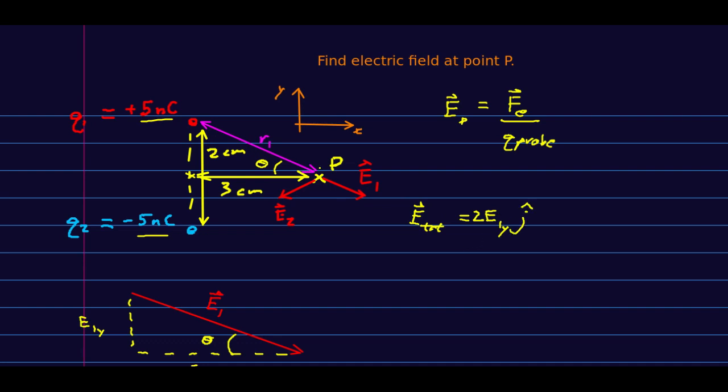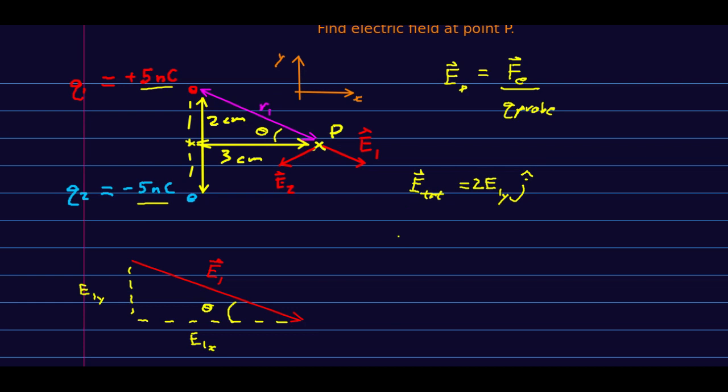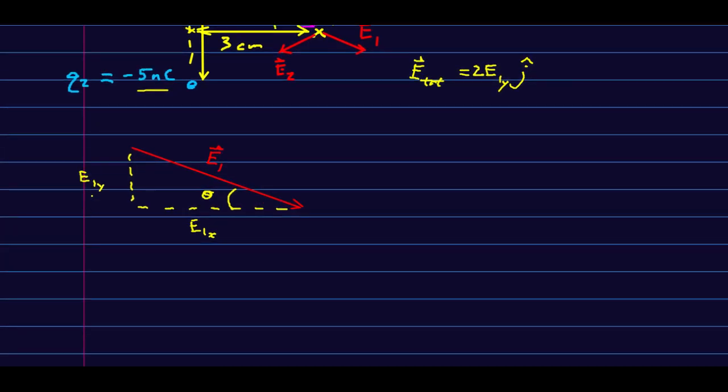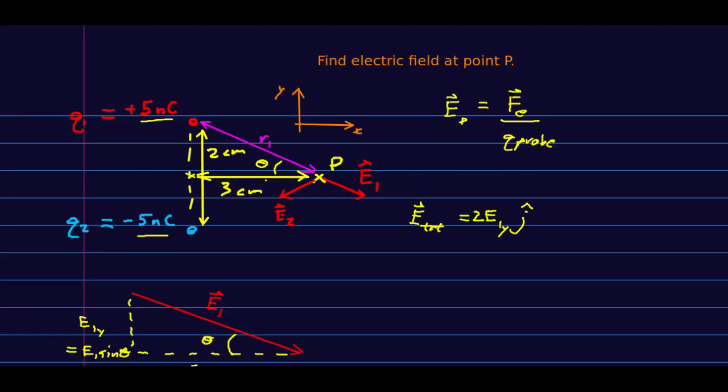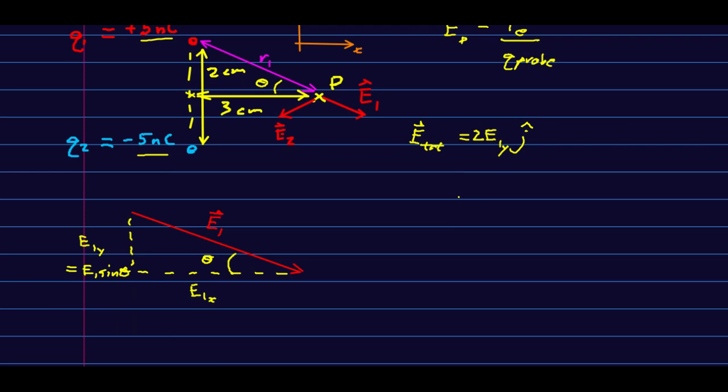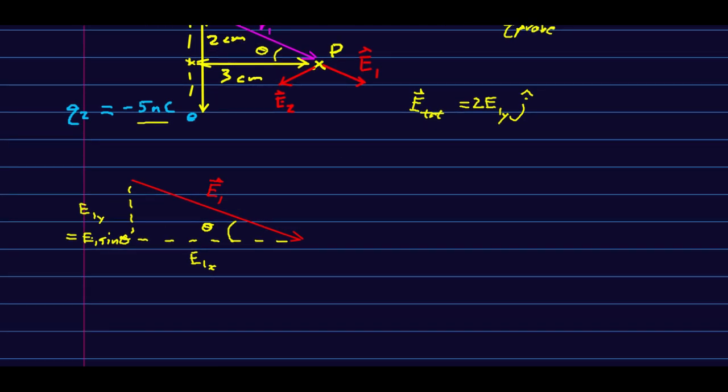So there it is. And I'll note that E1y is negative. So that should be it. Really, all we need is E1y. And if you look at the trig that I've already set up here, E1y is going to be E1 sine theta, where this angle theta here is the same as this angle theta here. So let's go ahead. We're going to need the magnitude E1. So let's get the magnitude E1. So no vector symbol, I'm getting a magnitude.